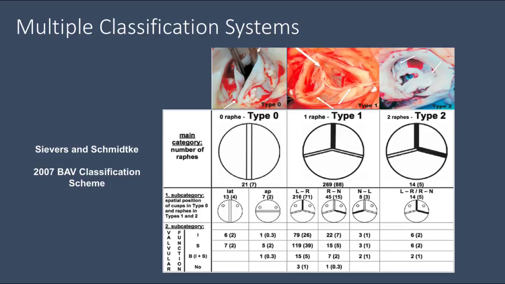They described a type 0 BAV as one without a raphe, which some would call the pure bicuspid aortic valve with two equal sized leaflets. A type 1 BAV is an individual that has only one raphe, and a type 2 bicuspid aortic valve has two raphes.